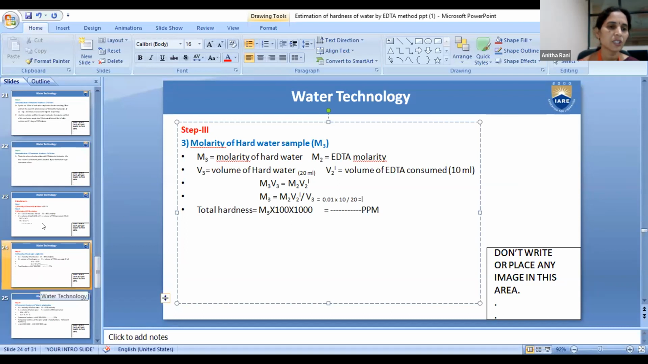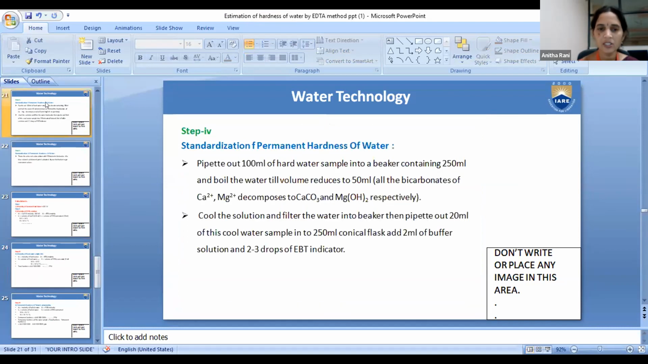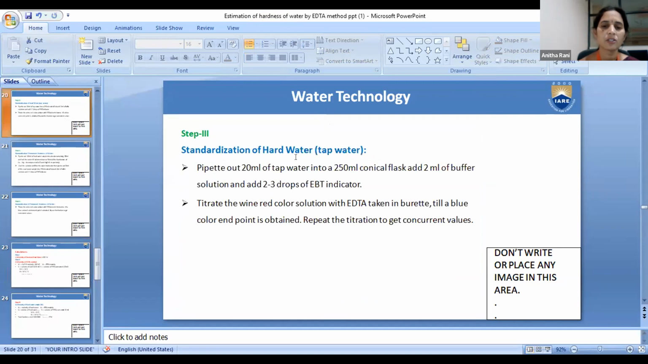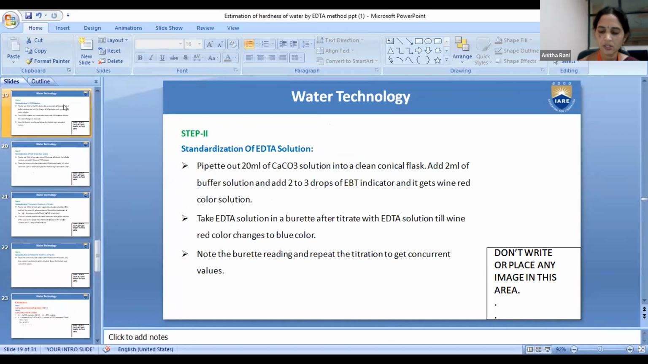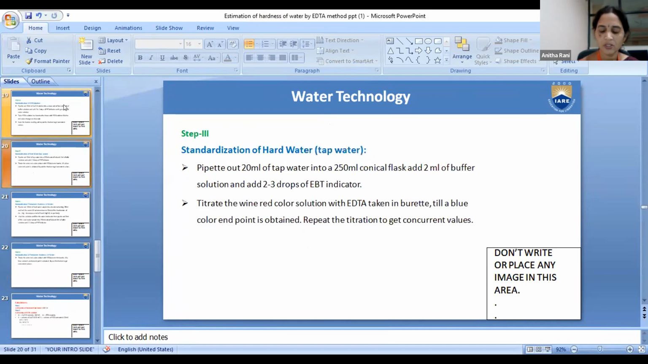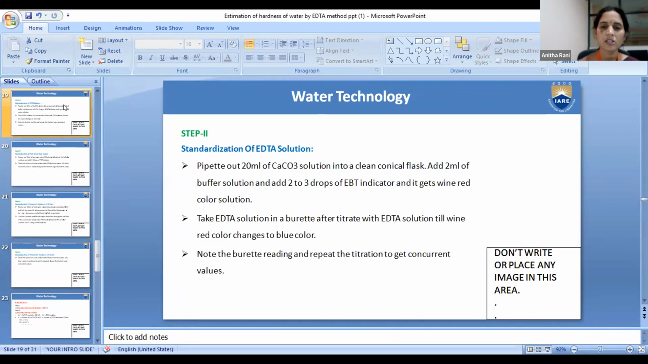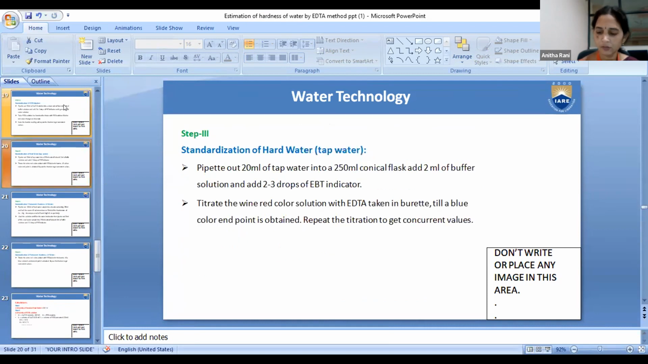So that is step 3. Step 3 is standardization of hard water. Same procedure. Second step, same procedure. Third step also same procedure. In second step, we used calcium carbonate solution, standard hard water. In third step, we used tap water, that is hard water.